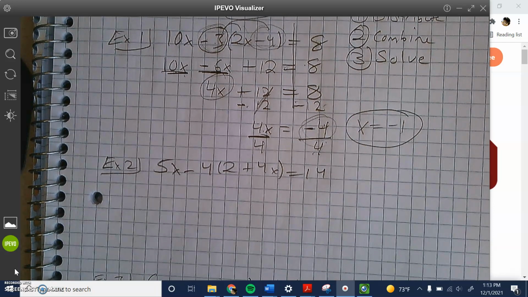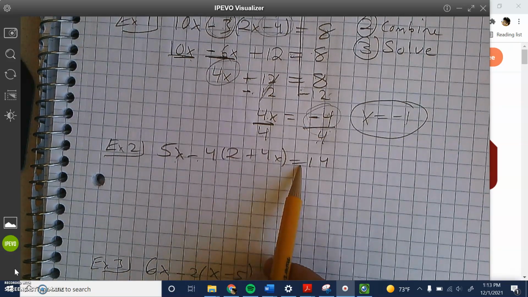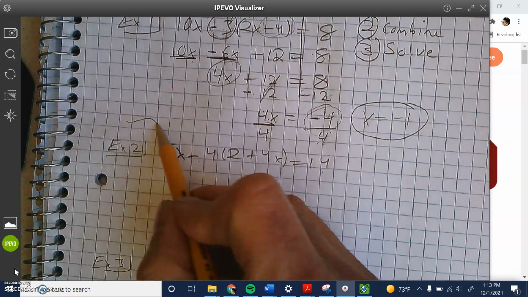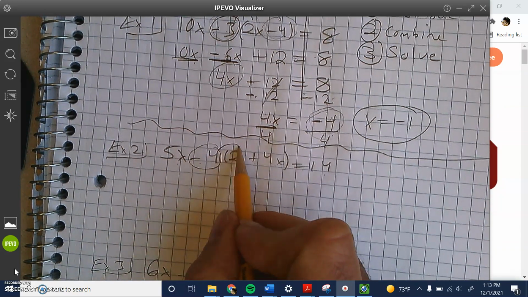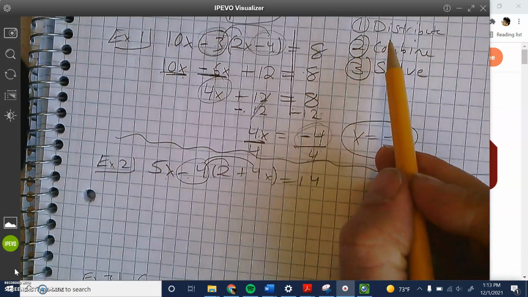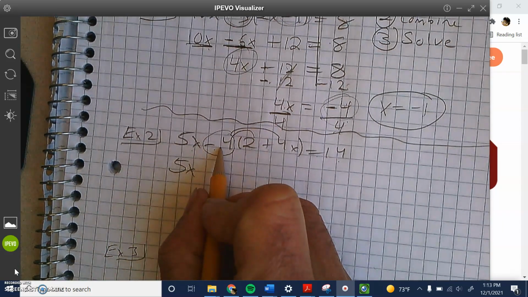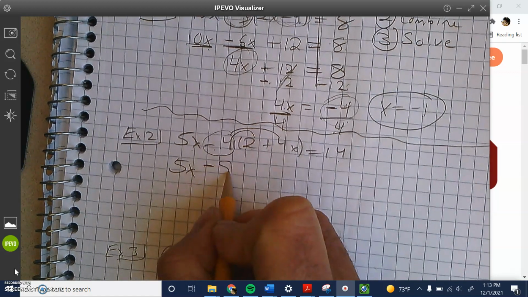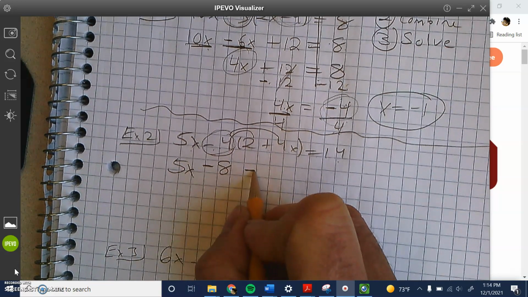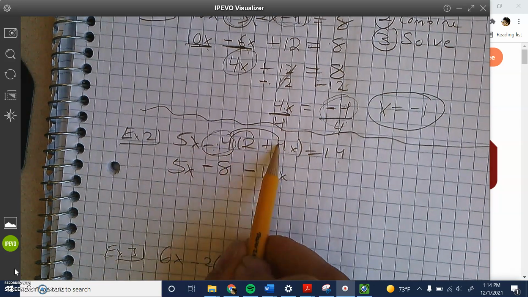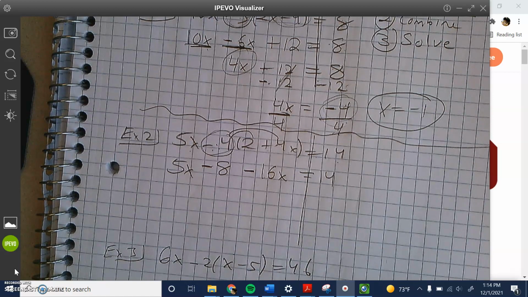Let's try another one. Example 2. 5x minus 4 times the quantity 2 plus 4x equals 14. All right, ready? First step. Distribute. First, distribute right here. I'm looking right here the whole time. Distribute. 5x. -4 times 2 is -8. -4 times positive 4x is -16x. A negative times a positive is a negative. Equals 14. There we go.